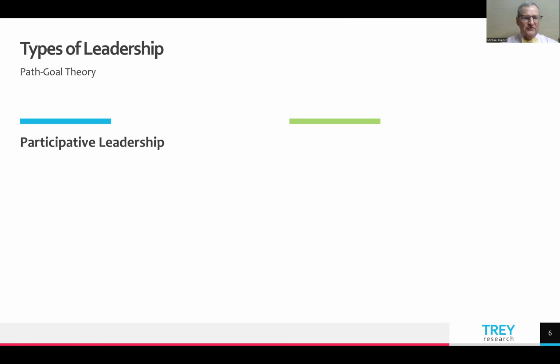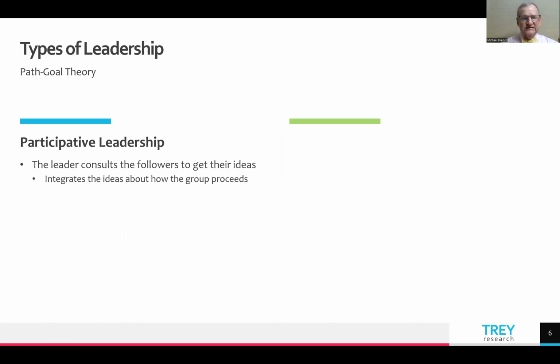The third type of leadership is participative leadership. This is where the leader consults with the followers to get their ideas. They integrate those ideas into how the group proceeds, and it helps to increase the group's performance because all the members participate and they're dedicated to the joint goals that they helped create.